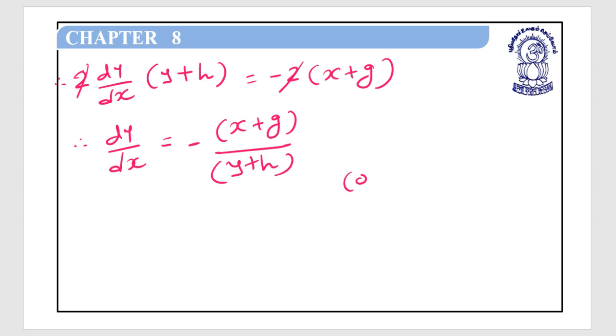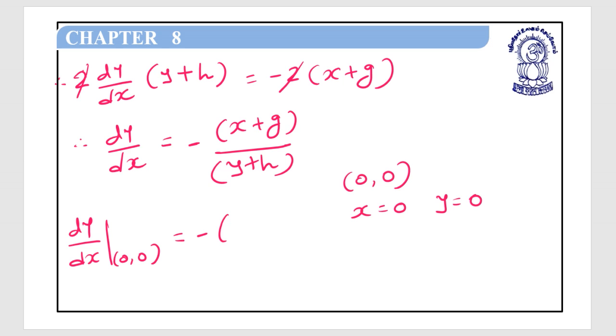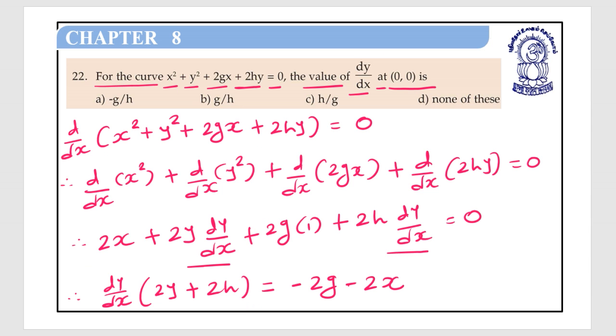Here the 0, 0 point is given. Okay. So x is equal to 0, y is equal to 0. So dy by dx at the 0, 0 point is equal to minus 0 plus g upon 0 plus h, which is equal to minus g upon h. So option A is the right answer, minus g upon h. Okay.